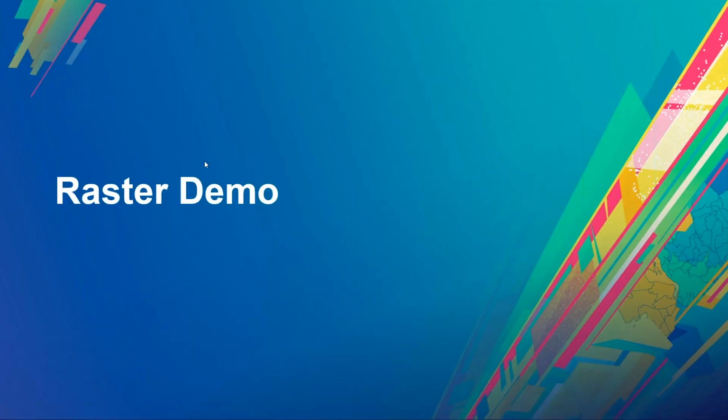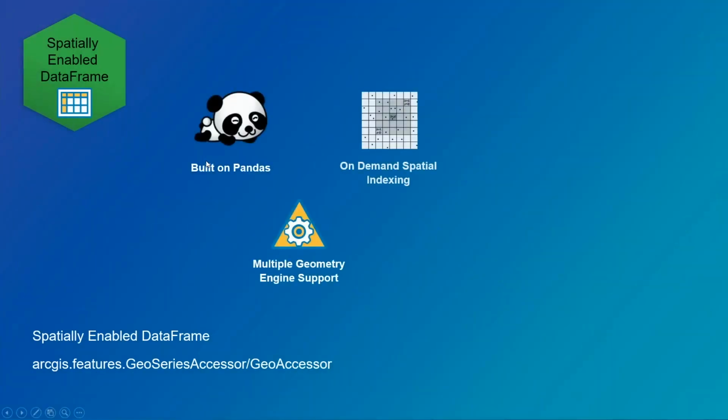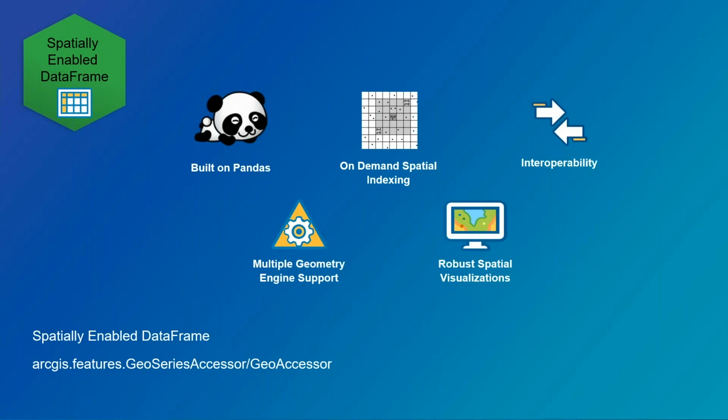All right, so let's get back to it. Switching from raster, we're going to go back to vector for a bit, and talk about another way we can do in-memory analysis, and that's the spatially enabled data frame. The spatially enabled data frame is a unique data structure that we developed, and it's built on top of Pandas, the Pandas Python package.